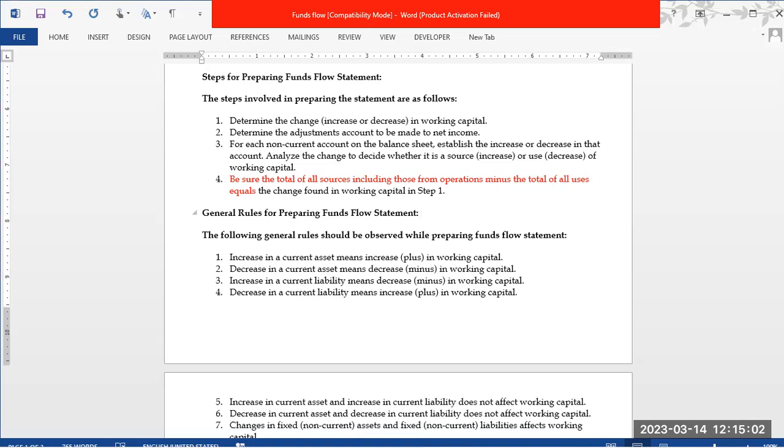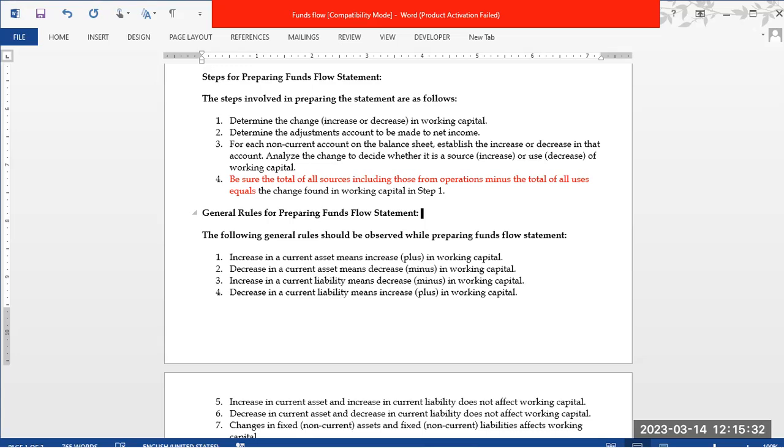Number 1, increase in a current asset means an increase, plus, in working capital. Number 2nd rule, decrease in a current asset means decrease, minus, in working capital.